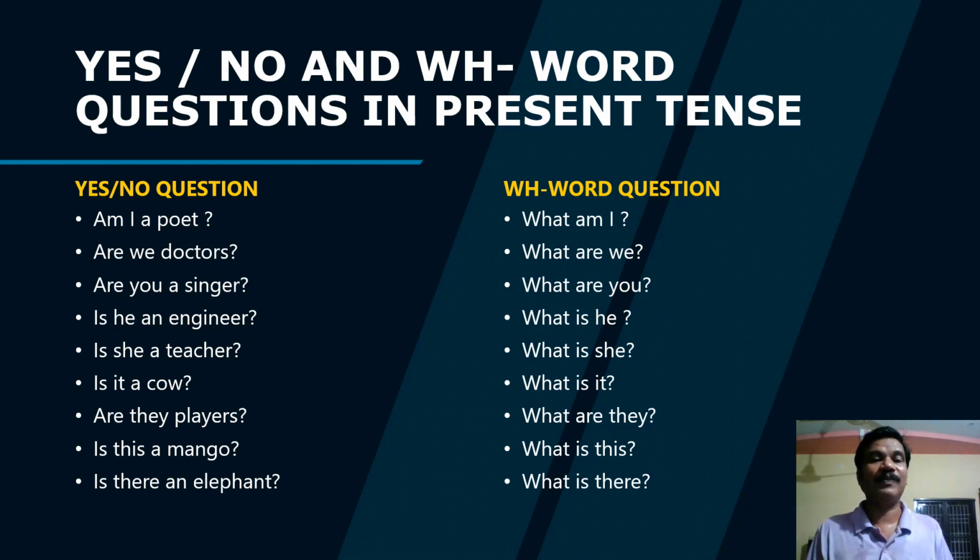For example, see there, I am a poet. Here, yes or no question, how do I change it? Am I a poet? In English sentences, whatever sentence you want to change into a question, just put a helping verb before the subject. If you put the helping verb after the subject, it becomes a statement. If you put it before the subject, it becomes a question. Very easy. Any sentence you can easily change.